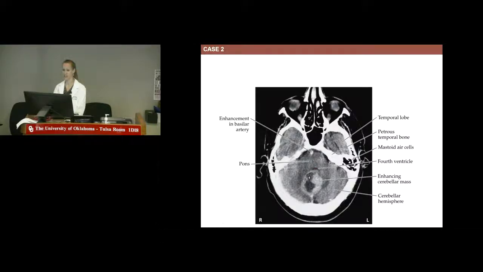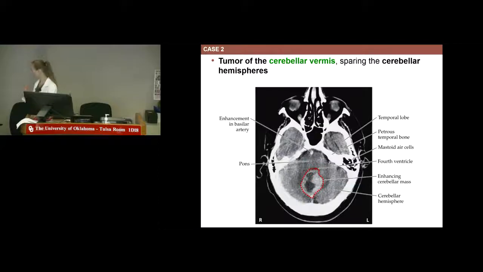Here's the pons. So there's his mass in his cerebellum, and it's localized enough to the vermis that it's actually sparing the hemispheres. So he ended up with just truncal ataxia. He had no issues on finger to nose testing, no issues on heel to shin testing. He could do the rapid alternating movements. He had no dysdiadochokinesia. He could do that just fine.